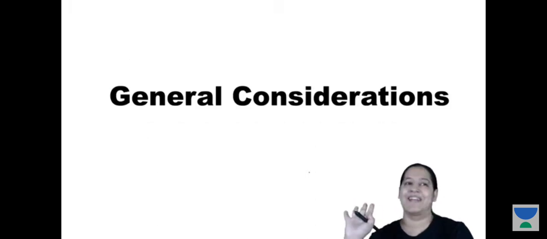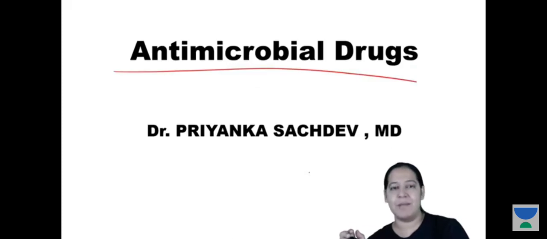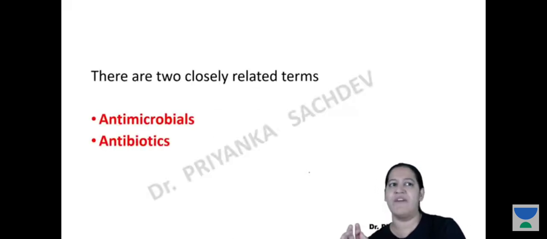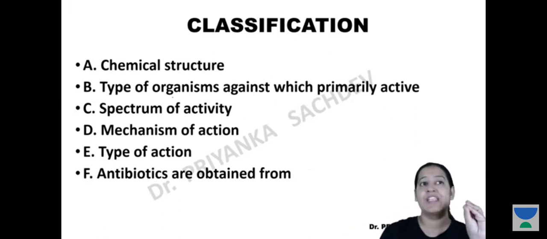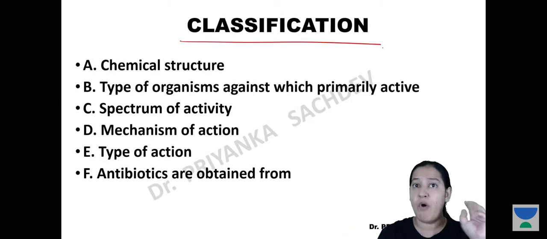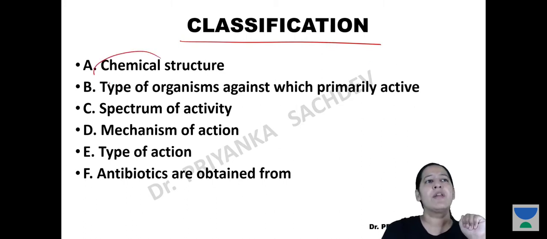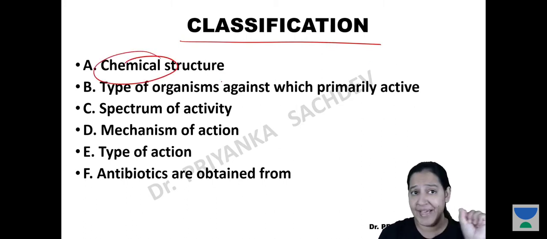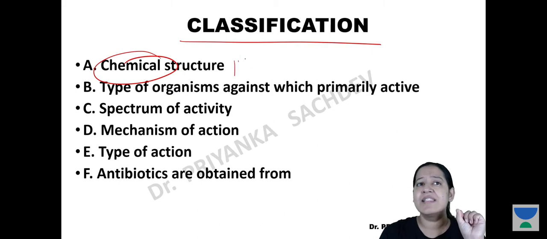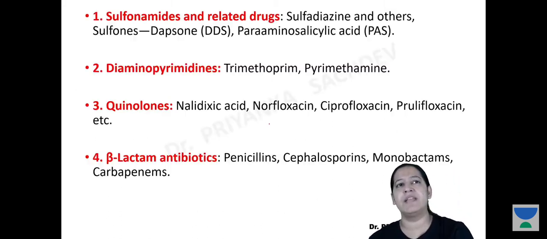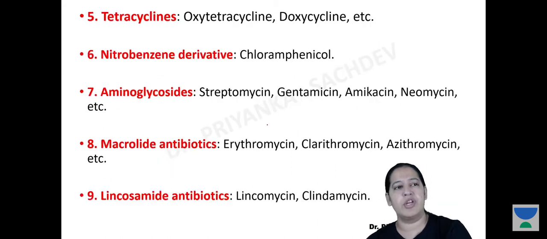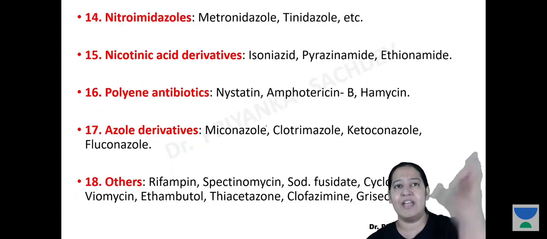Okay, I'm starting it. Before starting drugs one by one, I would like to give you the classification of antimicrobial drugs, how we classify. There are 6 ways by which we classify antimicrobial drugs. Based on their chemical structure, there are 17 types of antimicrobial drugs. I will tell you the name of each of them. These are the 17 types: 1, 2, 3, 4, 5, 6, 7, 8, 9. You can see 17 or 18 types are there.